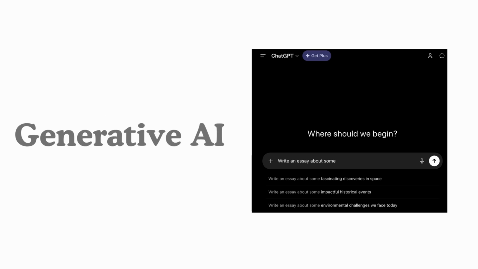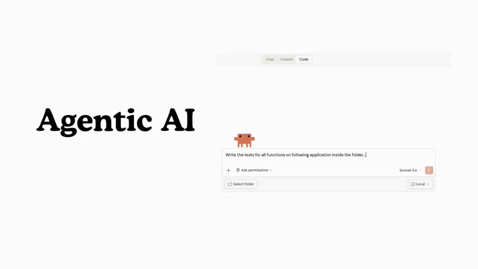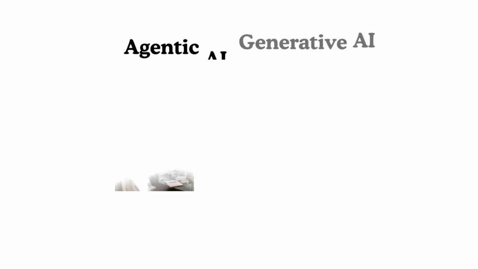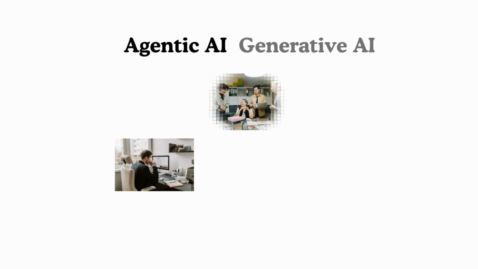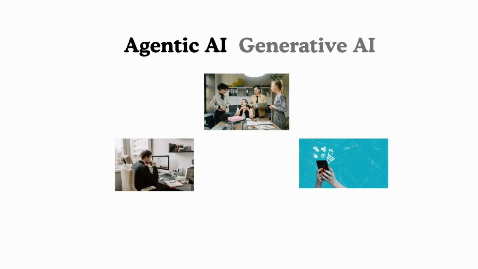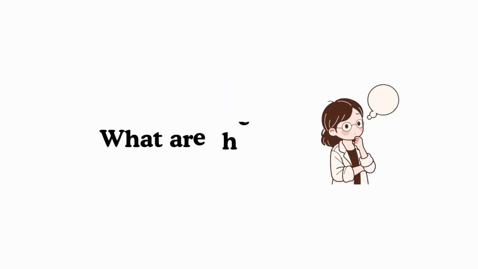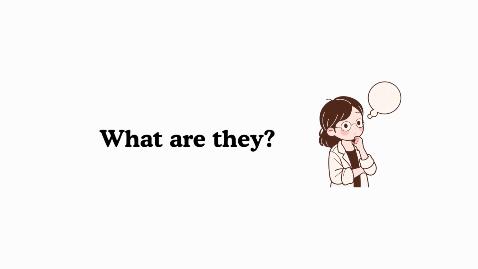You have most likely come across the terms generative AI and agentic AI quite often lately, whether at work, in conversation with colleagues or friends, or across various online platforms. It's natural to wonder what they actually mean and how they differ. Let's simplify and break it down.